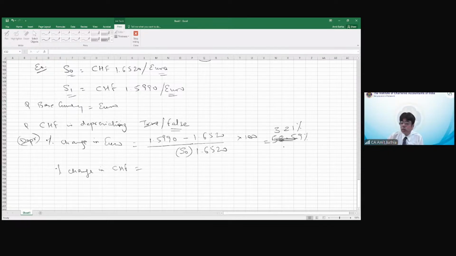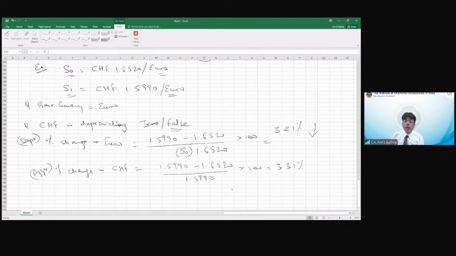Okay, so here it will be 3.21%. Now, how much will be the percentage change in CHF? Again, same thing, I can keep the numerator same, 1.5990. Now, remember, this is appreciating, okay? So, this is 3.21, where it is going down. Here, I will again say 1.5990 minus 1.6520. Because it is a pricing currency, I will always mention the forward rate or 1 year after spot rate, right? So here it will be 3.31. 1.5990 into 100. 3.31 percentage. Okay.